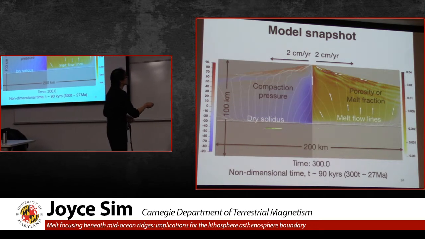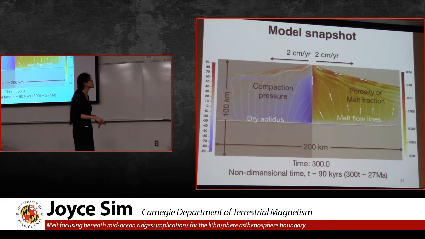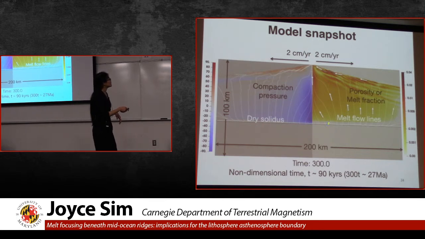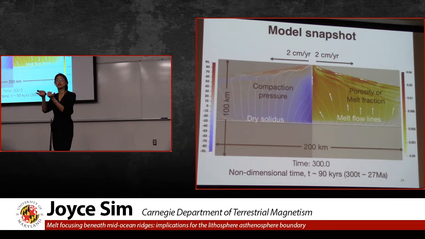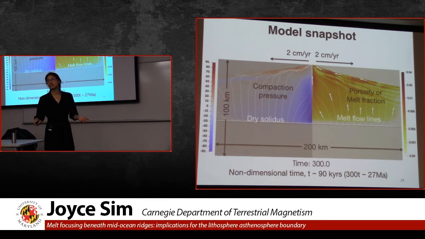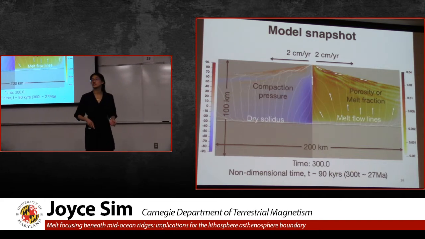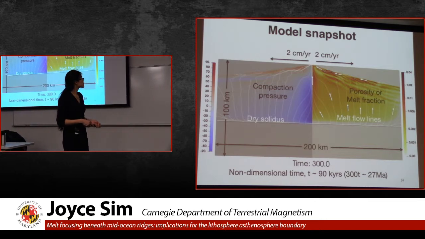The melting occurs at about the dry solidus, which is roughly 60 kilometers in this case. The white lines are melt flow lines, and in this case, melt is flowing up along this line. The time given here is non-dimensional time. For this slow spreading case, with a half spreading rate of 2 centimeters per year going to either side, that gives you about t equals 90,000 years. The full time for this simulation that I'm going to show you is about 27 million years. All right, hopefully this works. It's supposed to.